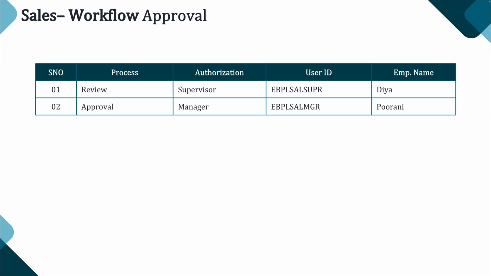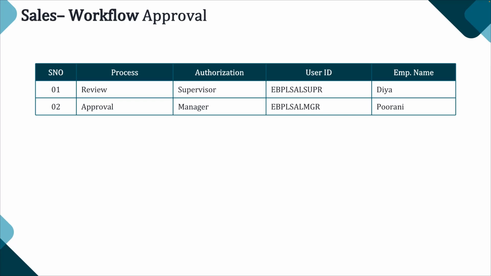And this slide consists of your workflow approval, which consists of two processes. One is reviewing the document, another is approving the document. After the entry is given by your user and the document is posted, the corresponding document will be forwarded for review to a supervisor, whose supervisor here is Dia. And the document, after being reviewed by Dia, will be forwarded for approval to Purani, who will be acting as our manager here, who will be approving the document. And this is how the workflow approval would be.